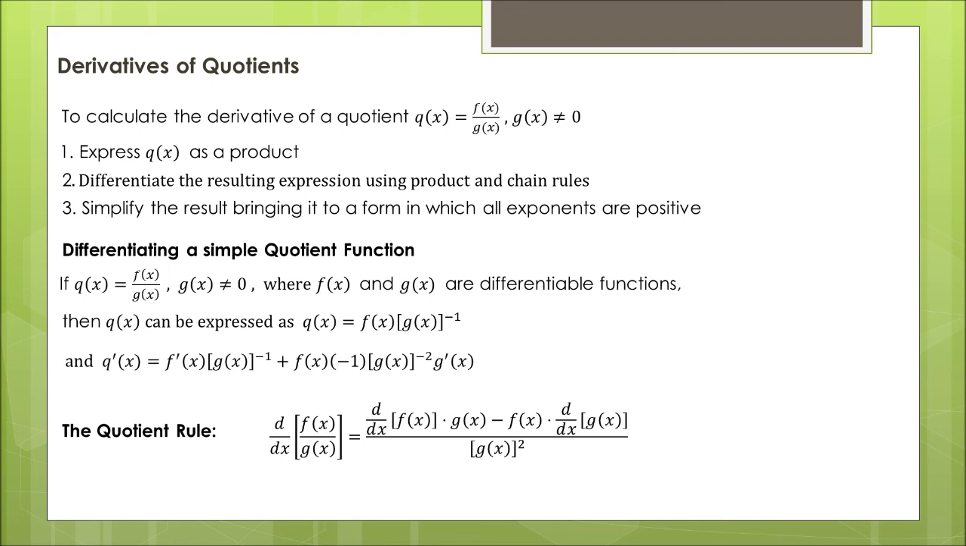So you keep it as a quotient. On the numerator, we're going to have the derivative of the numerator times the denominator minus the numerator times the derivative of the denominator, and everything divided by the denominator at power 2. So this is your quotient rule.